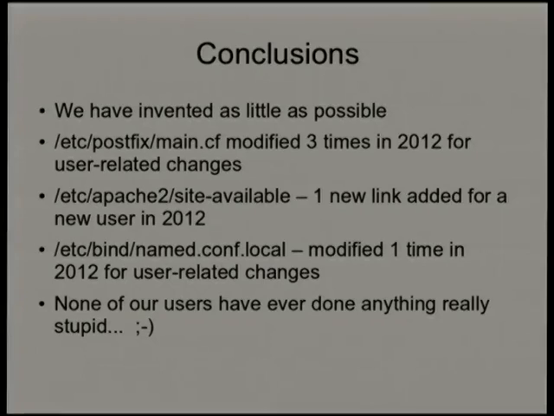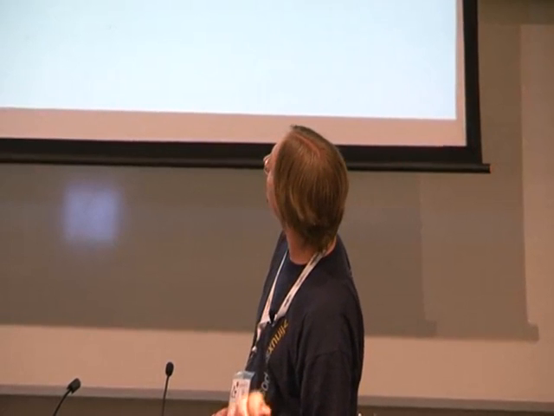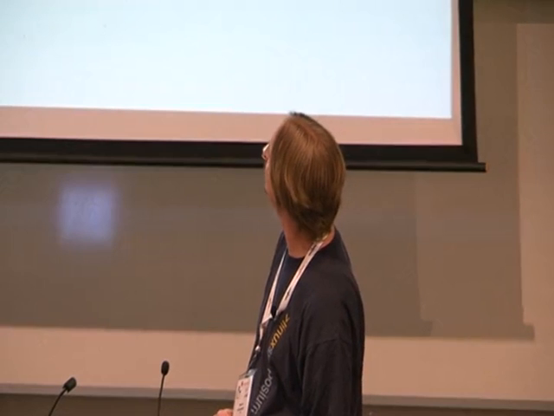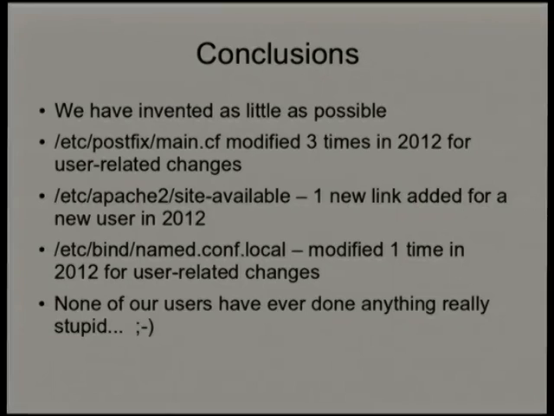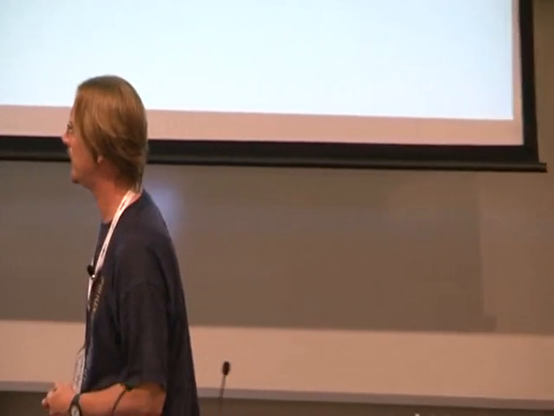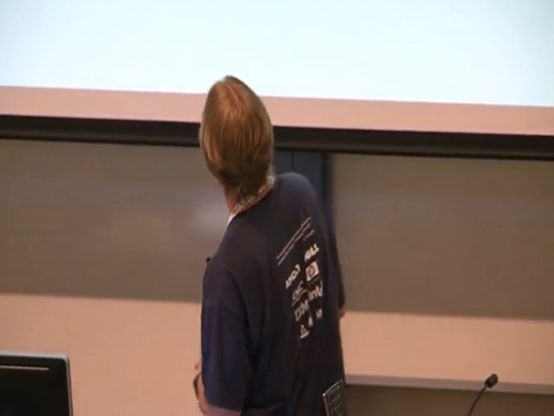Okay, so we've invented as little as possible. It's all totally uninspiring. The main Postfix config file was modified 3 times last year, even though we added a bunch of users and domains and made a bunch of changes. The sites-available directory for Apache got 1 new symlink last year, so that's pretty lightweight. And named.conf.local got modified 1 time in 2012 for user-related changes. I think Stephen did some IPv6 magic as well, but we won't count that.